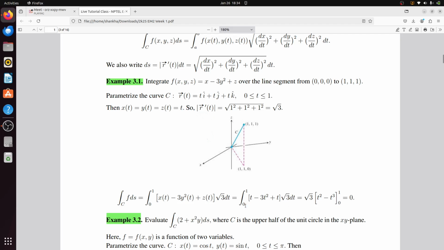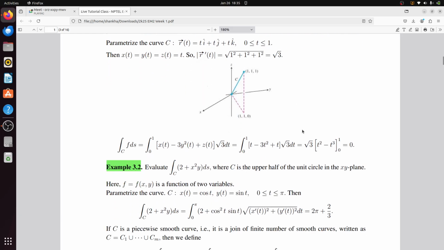And please perform this simple line integration. Perform it. You will get 2t minus 3t square, root 3 times, so that will be t square minus t cube, from 0 to 1, that will be 0. So your line integration will be 0.